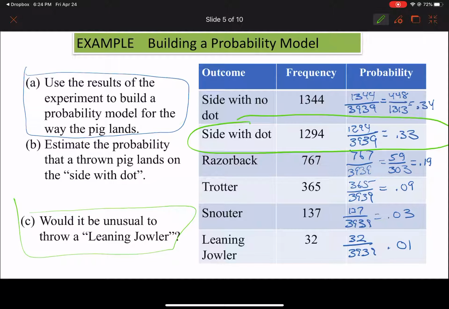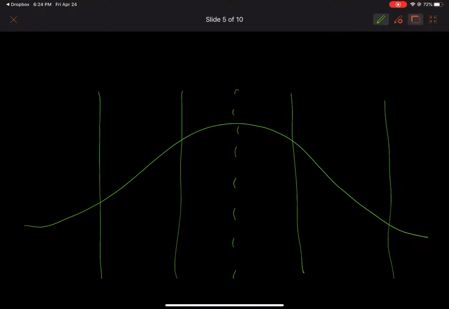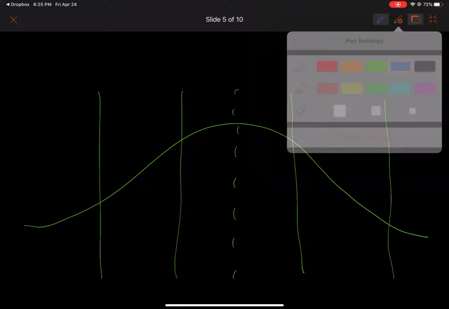So would it be unusual to throw a leaning jowler? Going back to our empirical model with our bell curve, I'm going to draw my bell curve here. As always, my drawings are perfect. So this is my mean. There's 1 standard deviation away from the mean, 2 standard deviations away from the mean. Remember, in order to not be an outlier, it needs to be within 2 standard deviations away from the mean.